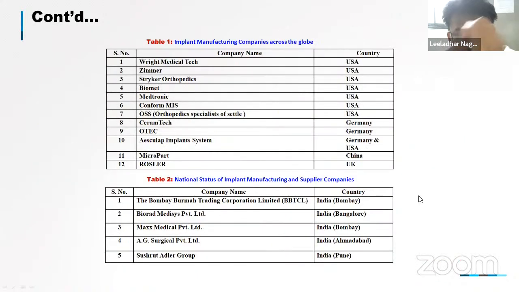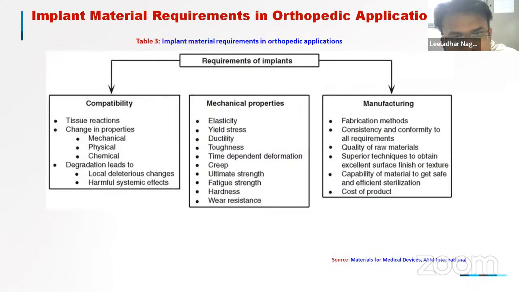Okay, this slide is fine. Now the requirements of the implants: compatibility, mechanical properties, and manufacturing aspects. Whenever we talk about the requirements of implants, we have to think about compatibility issues, mechanical properties, and manufacturing. Manufacturing is all about process development, process design criteria, process design variables, and such things.